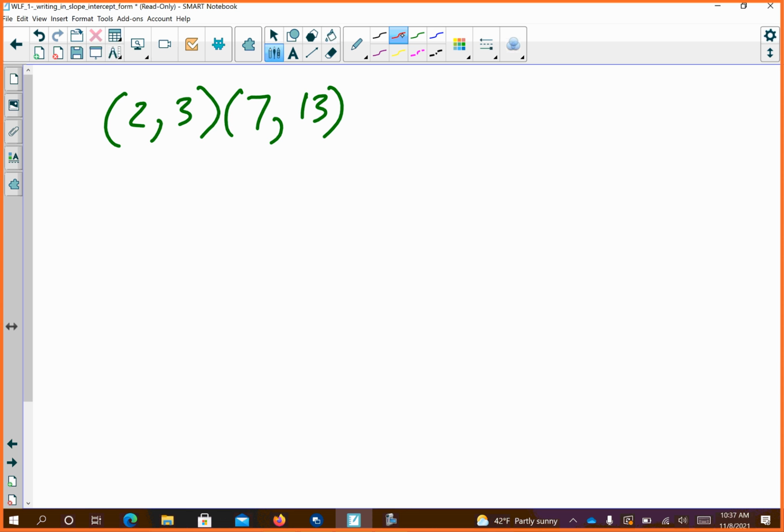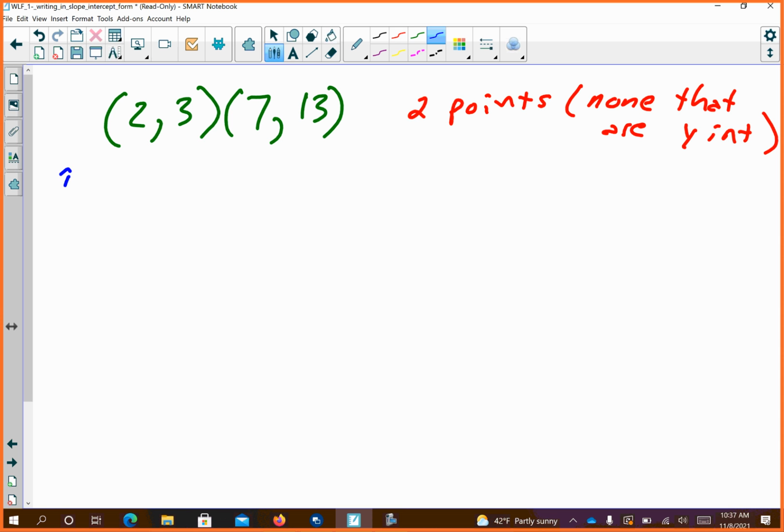Okay. So, 2 points, none that are y-intercept. Do you agree with that so far? 2 points, none that are y-intercept. So you don't have to write this down yet. I'll just put it all up there, and then I'll leave it up there. Okay, so very first step, label. So x1, y1, x2, y2. Feel comfortable with that?